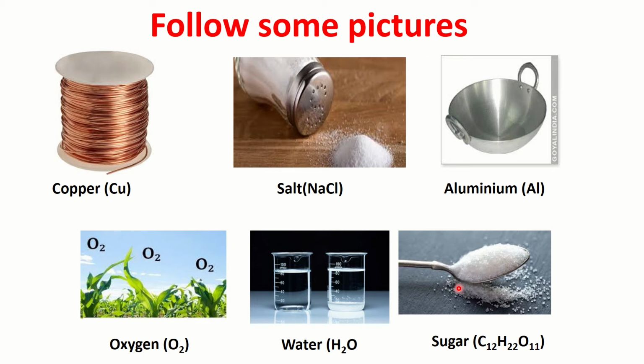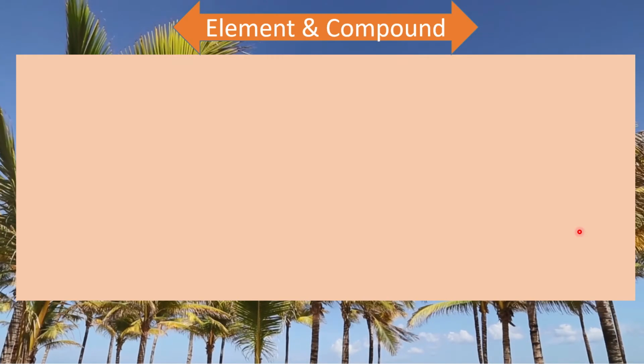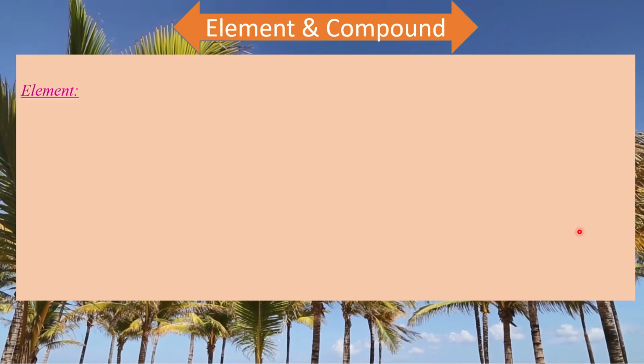And this is sugar, there are carbon, hydrogen and oxygen, a total of three components, so this is also a compound, but all of them are matter. So we can say matter is of two types, element and compound.